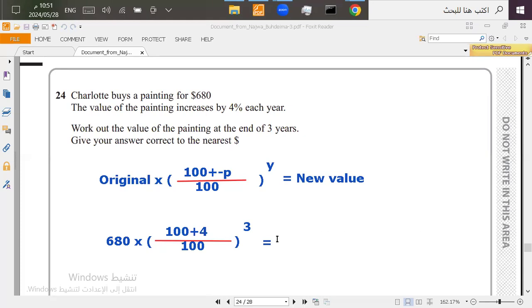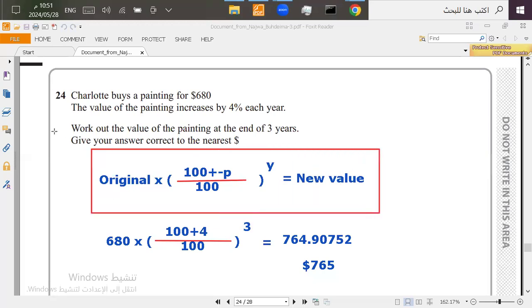So here, after doing this in the calculator, it gave me 764.9, and they need it correct to the nearest dollar. It means round it to the nearest whole number. So when you round it to the nearest whole number, this is a 9. It's going to make this a 5. So the answer is $765. And this is how you answer a question like this. So focus on the steps, focus on the rule of compound interest, and focus on how to use the rule of compound interest. Let's move on to the next question.